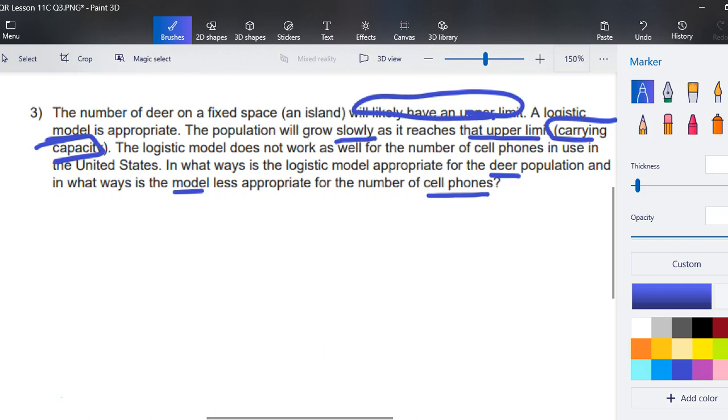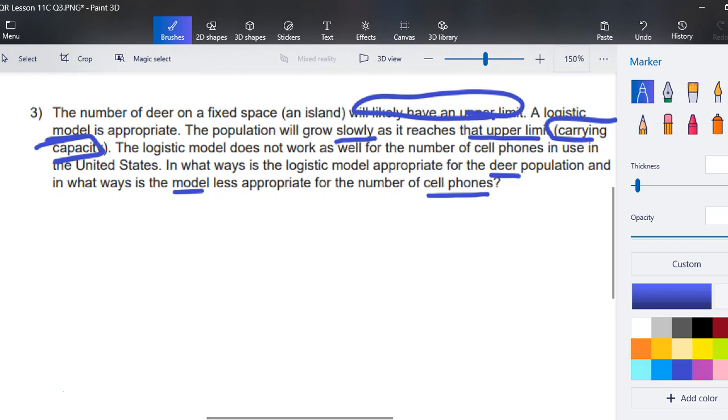And some of the things you may have written are: Smith Island is a fixed space, a fixed area, and the number of deer will grow, but they're constrained by that area. The United States population is changing in size, but the demographics of that population are also changing. Young people grow to an age where they get a cell phone, replacing the loss of older people less likely to have a cell phone.